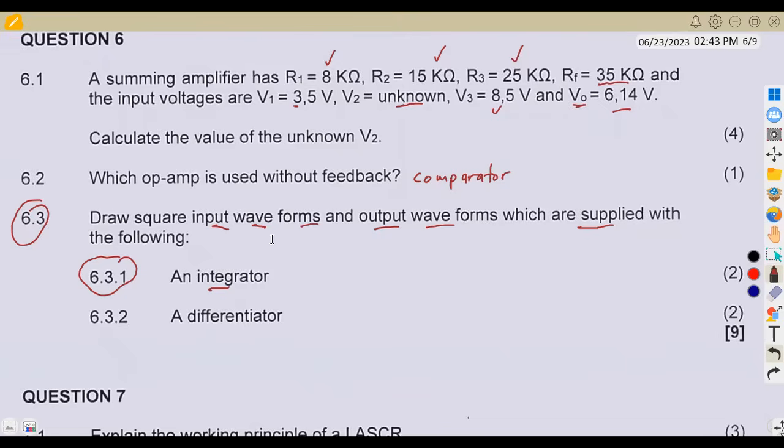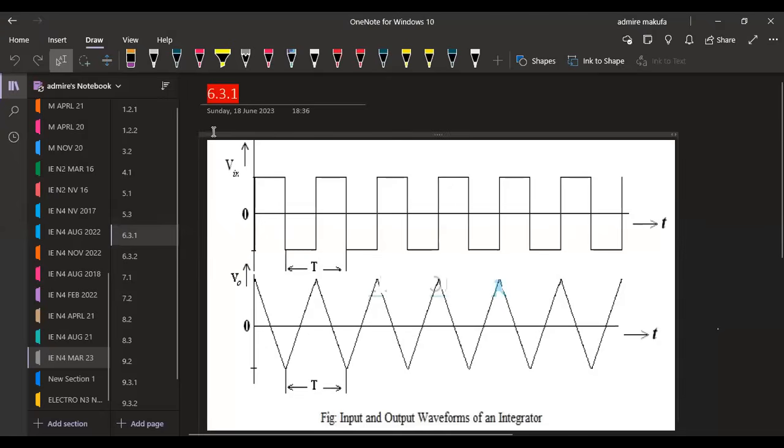If we are dealing with an integrator, this is our input and output. In this case, our V in is a square wave. Then our output is a triangular, like a sawtooth, okay? So we've got input and output waves of an integrator versus time. This is the time axis with the voltage. Remember, voltage goes together with the time.